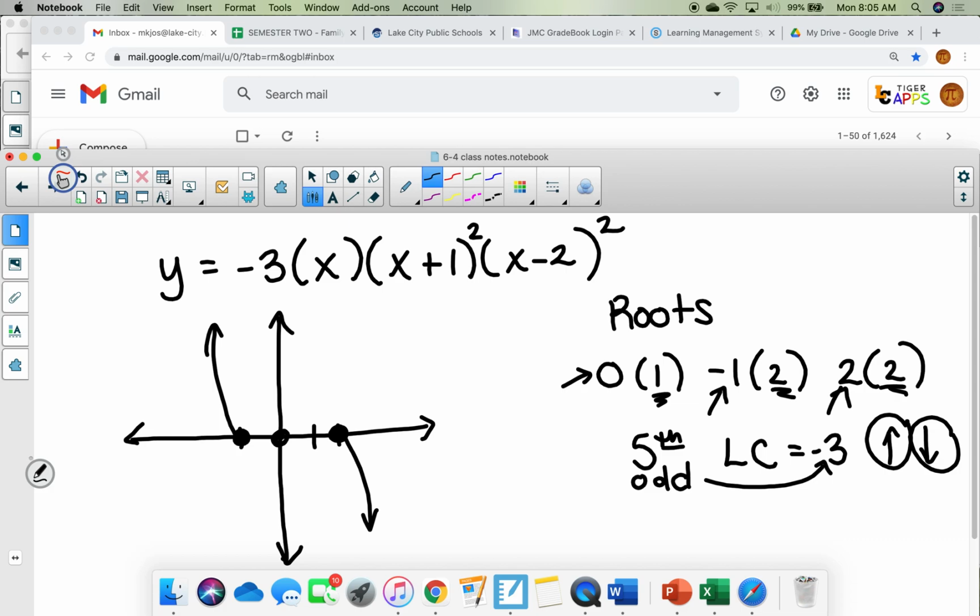So at a -1 right here, this is an even number, so it's going to bounce off of a -1. At 0, this is an odd number, so it's going to go through the dot. And 2 is an even number, so it's going to bounce off, and that's exactly what that graph looks like.